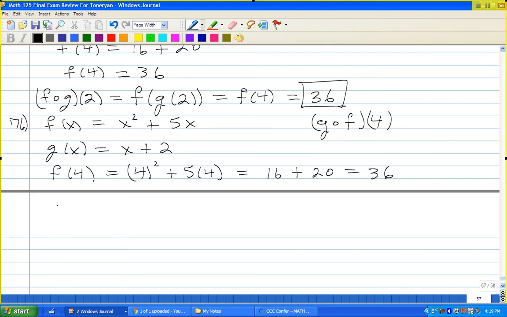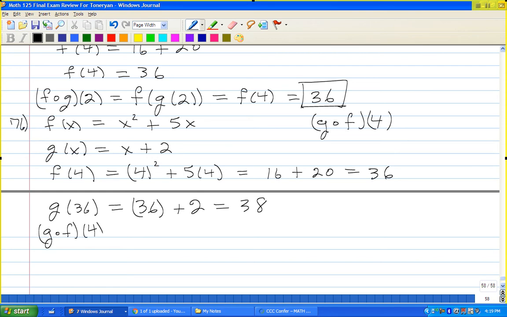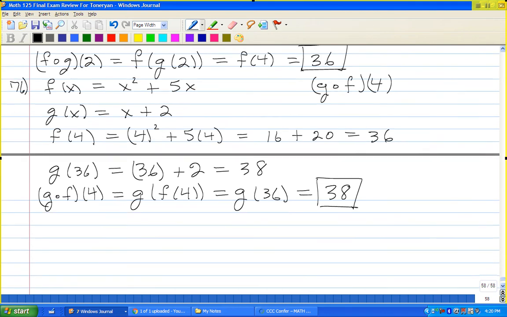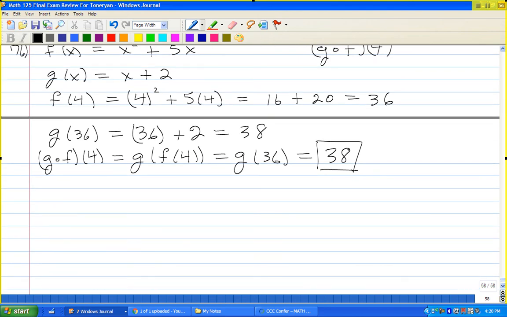Let's compute g of 36. 36 plus 2 is 38. Therefore, g composed with f at 4 is g evaluated at f of 4. F of 4 is 36. G of 36 is 38. Therefore, g composed with f at 4 is 38. Let me do problem number 77.